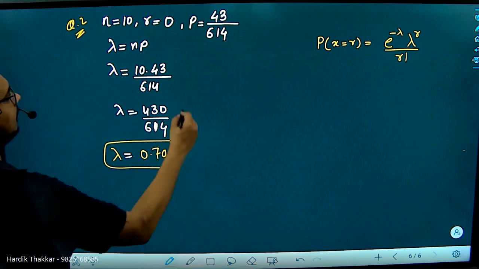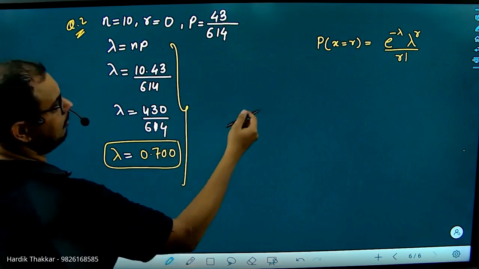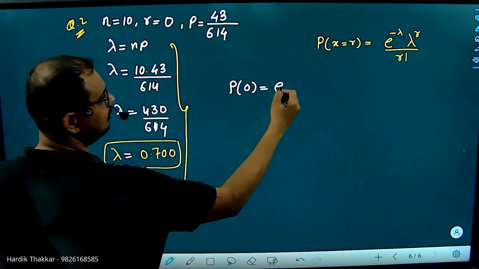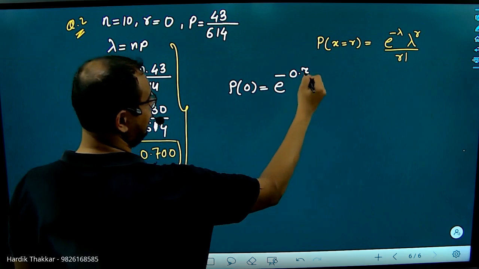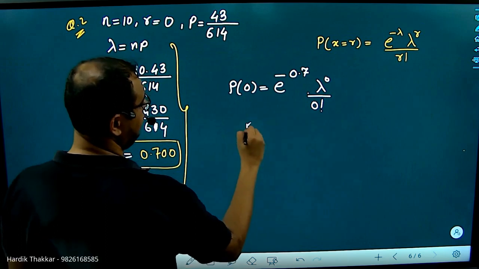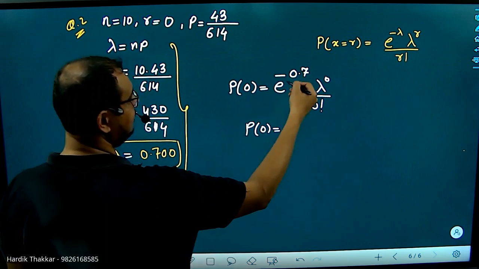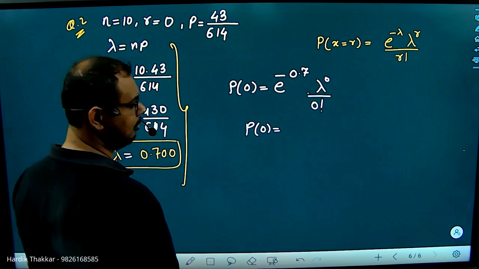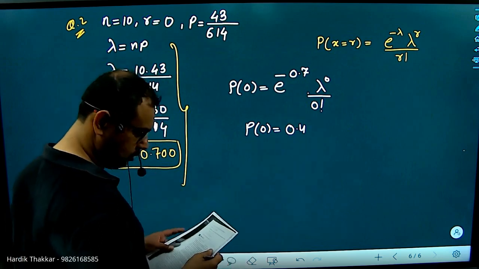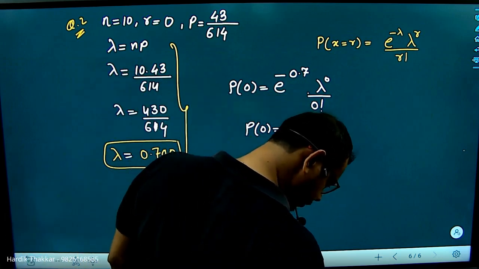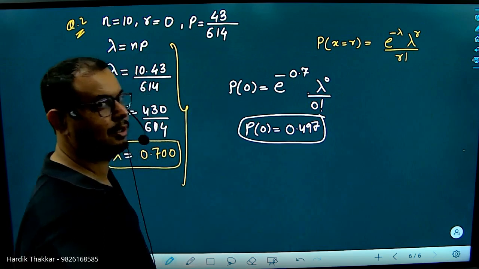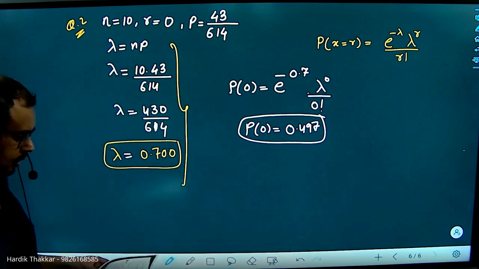Now again, put the value of lambda and r in this formula. So p of 0 will be equal to e raised to power minus 0.7 and lambda to the power 0 divided by 0 factorial. We have already seen this value, I think, 0.497. Yes, sir. So that's it. This will be your answer.